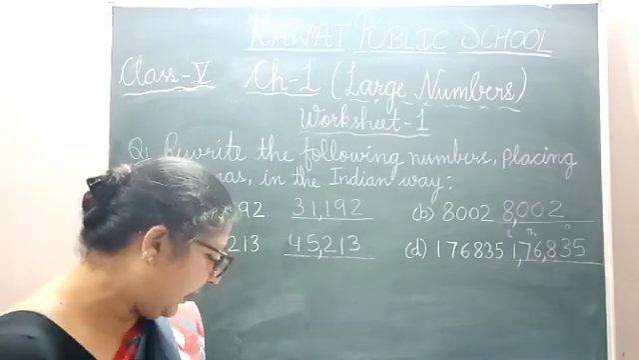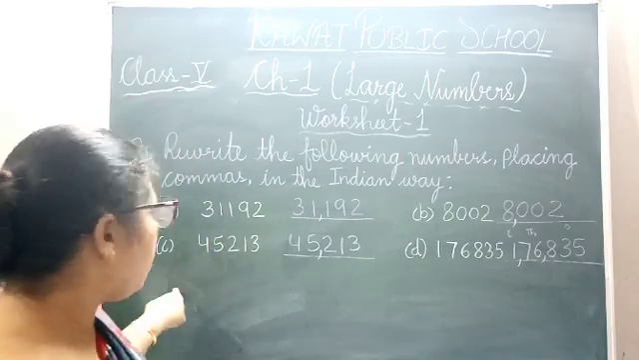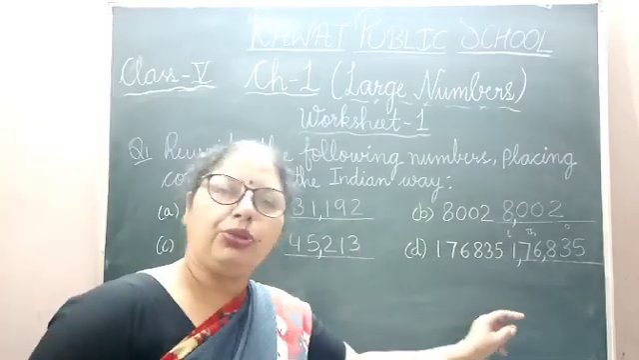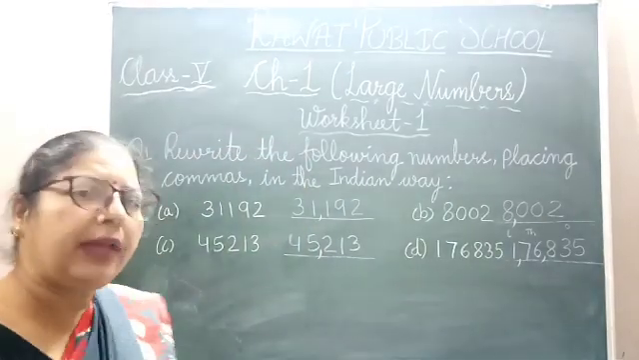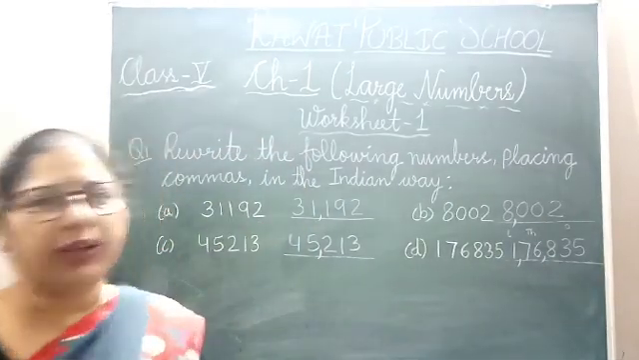So students, we have done sum number A, B, C, D of question 1, and your homework is you will do sum number E and F. So write down sum number E and F. You will do in your homework. So write down question number 2.